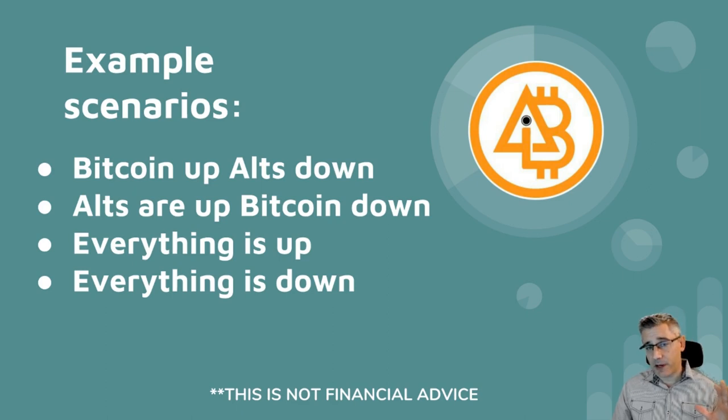Here's some example scenarios in regards to the cryptocurrency markets that you should consider. So let's say Bitcoin is up and the altcoins are down. Now for most people, they may say, I'm going to sell Bitcoin and I'm going to buy altcoins now that they're cheap. It's going to be different for everyone, of course. And let's say the reverse is true. Alts are up and Bitcoin is down. So in that case, maybe you want to sell some alts and go back into Bitcoin. And you can easily exchange Bitcoin for Ethereum, Litecoin, whatever makes sense.